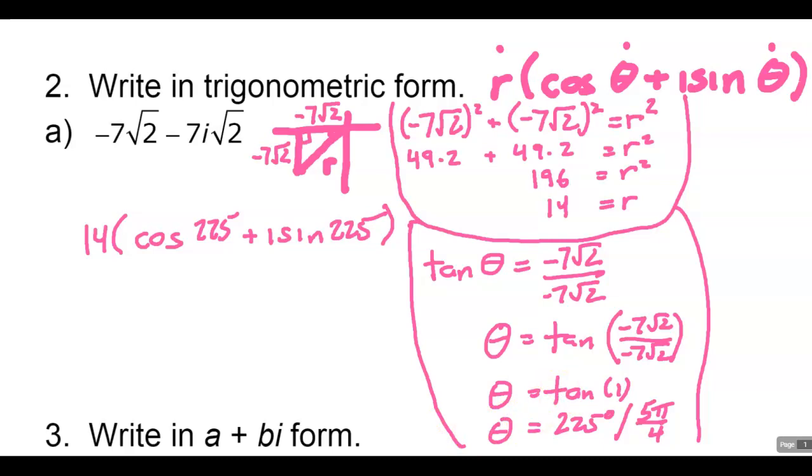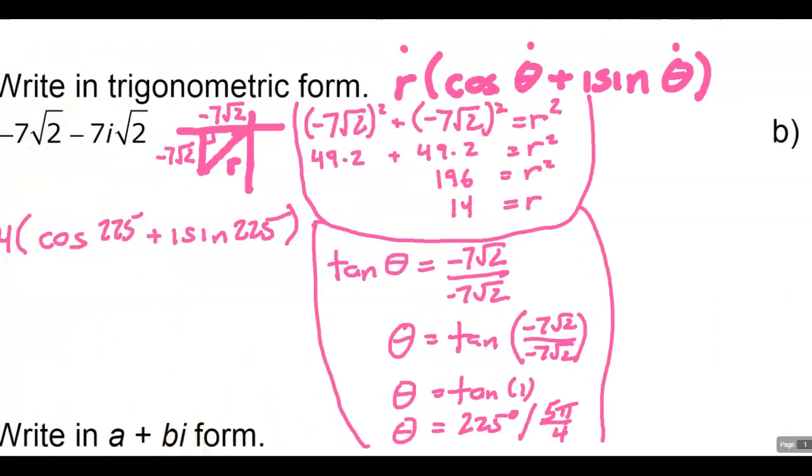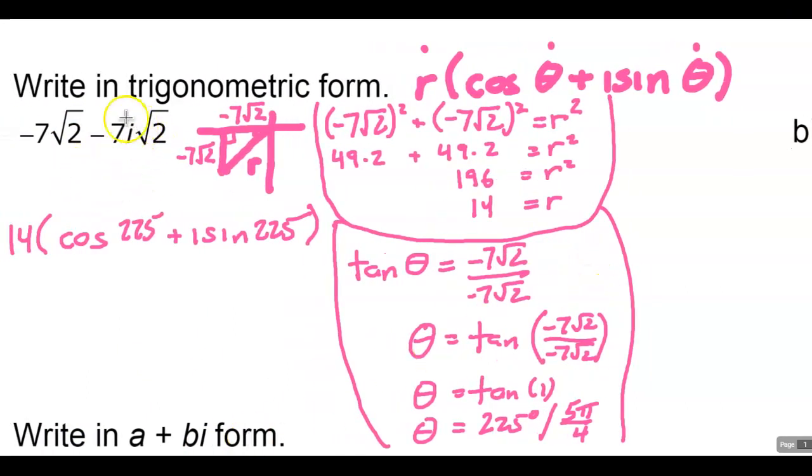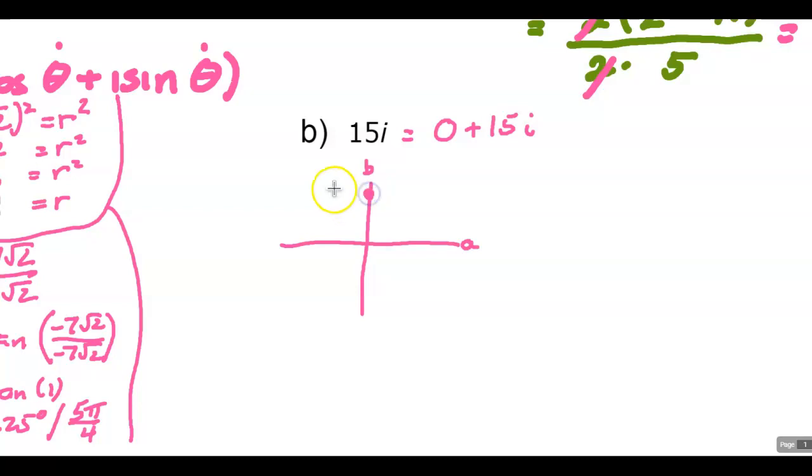Okay, let's look at 15i. Again, we have to find out two things, the radius and the angle. When it's just a single term, it usually means it's an easier problem. Since there's only one term, this has only the imaginary part. So this is the same as 0 plus 15i, if that helps. If you graph it, 0 on the real axis means we're not going left or right. 15 means we're going up 15.